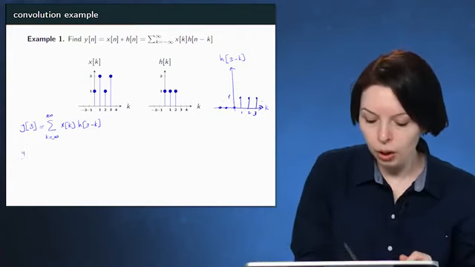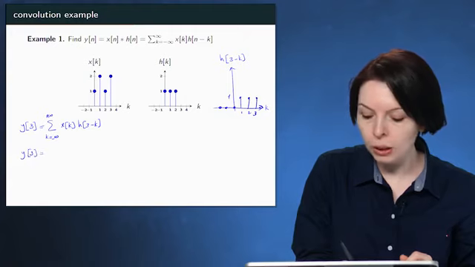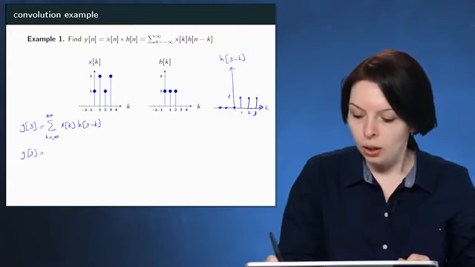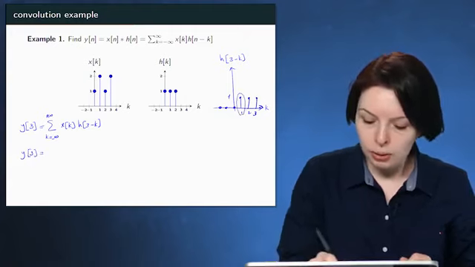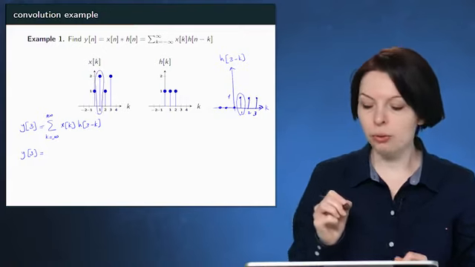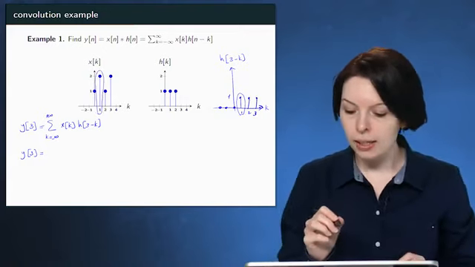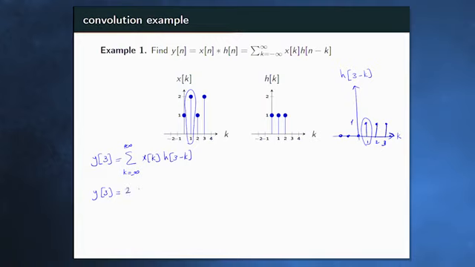So if you do that, y of 3 is going to be equal to, I have this sample which I need to multiply by the amplitude of those two signals at k equal to 1. So it's 2 multiplied by 1 plus 1 multiplied by 1 plus 2 multiplied by 1. That's going to be equal to 5. So I got the value of y of n at n equal to 3, and that is equal to 5.